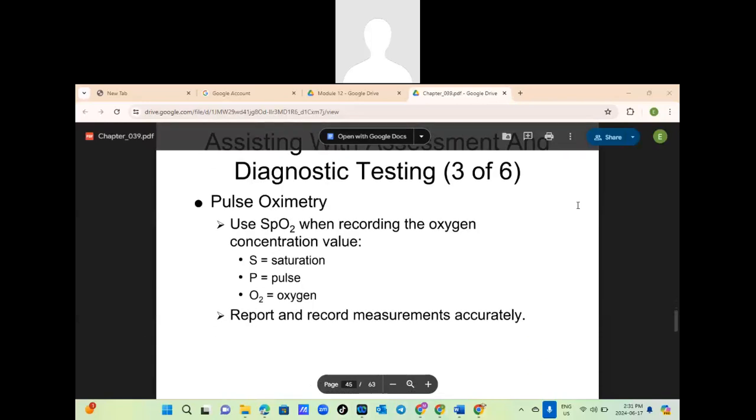Next, use SpO2 when recording the oxygen concentration value. S is saturation, P is for pulse, and O2 is for oxygen. So when you write SpO2, report and record measurements accurately.